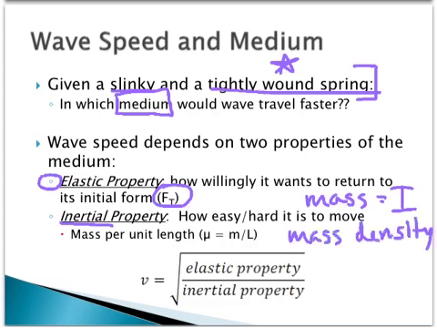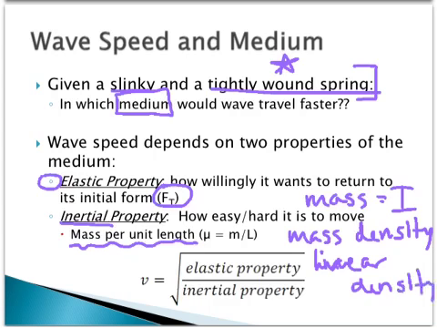Well, mass density is really the mass per unit of length, which we would call the linear density. It's kind of hard to read that there, but that's linear density. That is the mass per unit length. If you think of a tightly wound spring, that spring, given a certain length, has a lot of mass within it. The slinky is not going to have as much mass. So here you have a lower linear density, here you have a higher linear density. And that's also going to affect the speed.